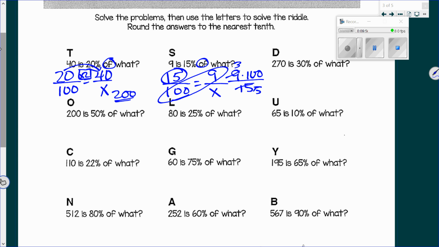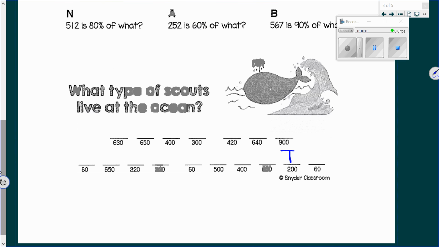So 5 divided by 5 is 1. 100 divided by 5 gives me 20. So now I just have the two numbers on top. 3 times 20 is... Is that hard? Pretty easy if you get used to this, right? So that means on the S, I get 60. So look for S or 60s. There's an S, there's an S. We have two S's. Okay?